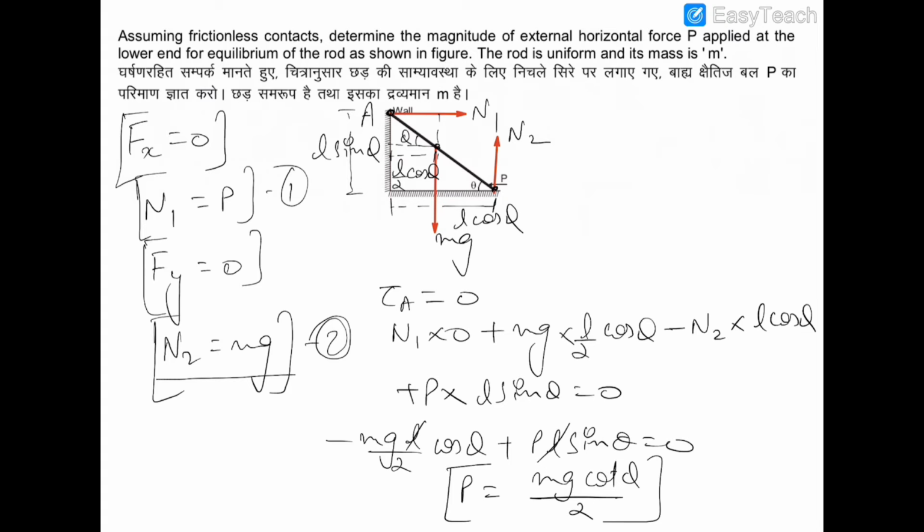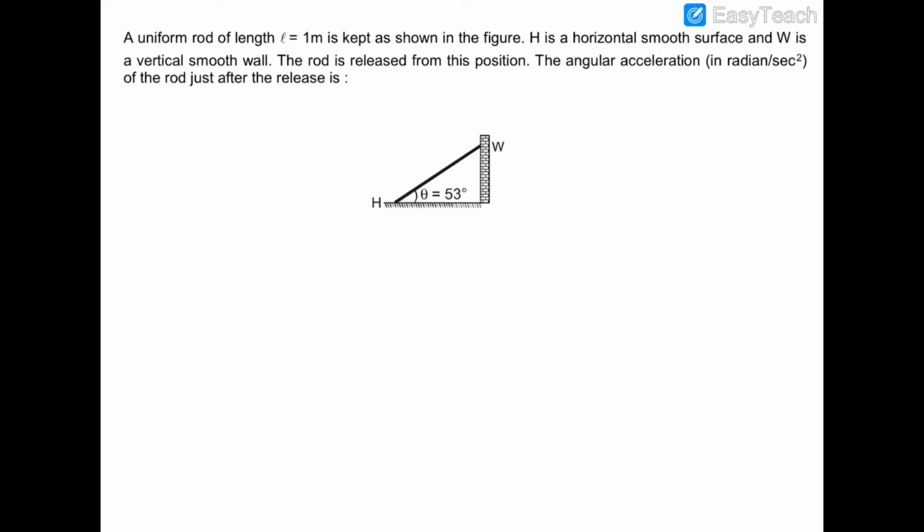Now let's move on to the next question. In this question, you can see that there is a rod of 1 meter length and it is kept by a wall and floor supporting it, and the floor and the wall are frictionless, as well as we are holding the rod in this position, and now as soon as we release this rod from this position, we have to find out the angular acceleration of this rod.